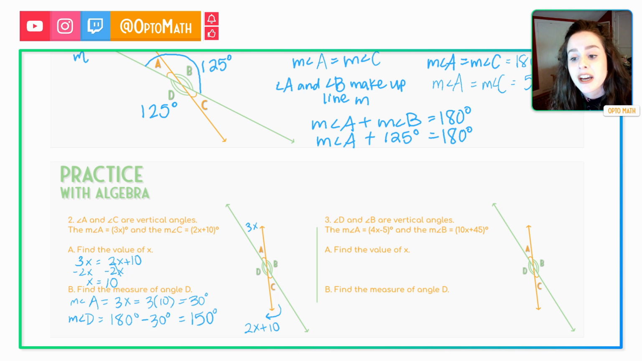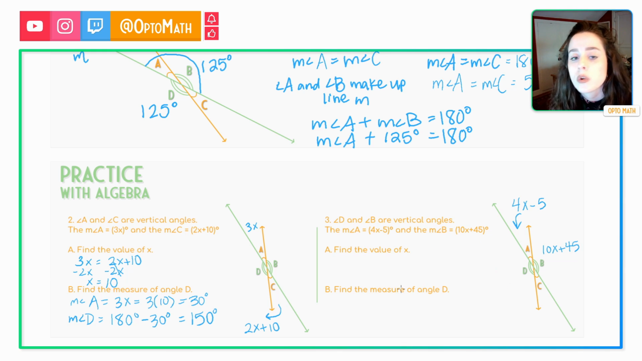Let's take a look at our final practice problem with algebra. Number 3, angle D and angle B are vertical angles, so we know they're congruent. The measure of angle A is 4x minus 5 degrees, so let's write that. I'll do my arrow for space reasons, 4x minus 5. And the measure of angle B is 10x plus 45, so we'll write that.